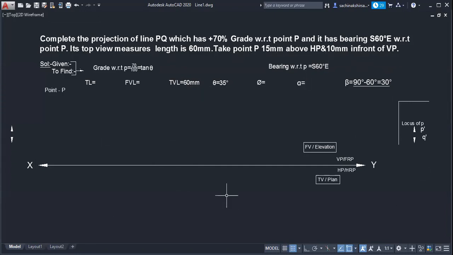Any problem to solve this? No, sir. Is it possible for you to solve? Yes, sir. Okay, we will stop then.